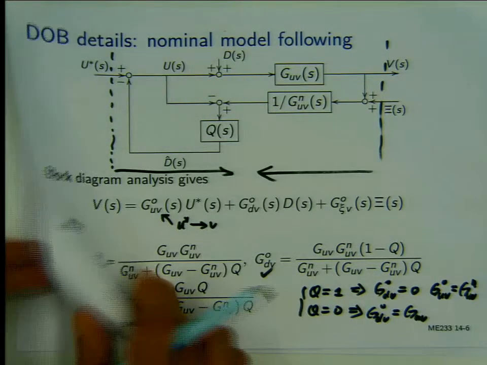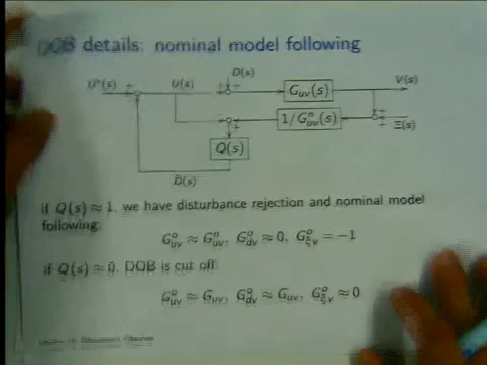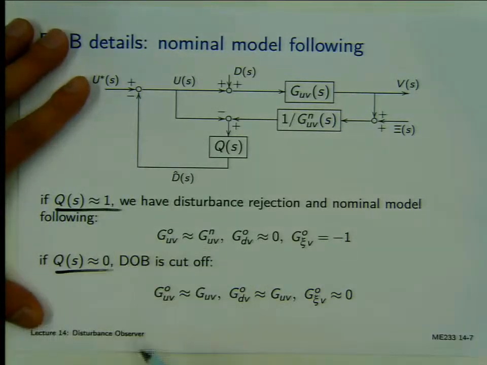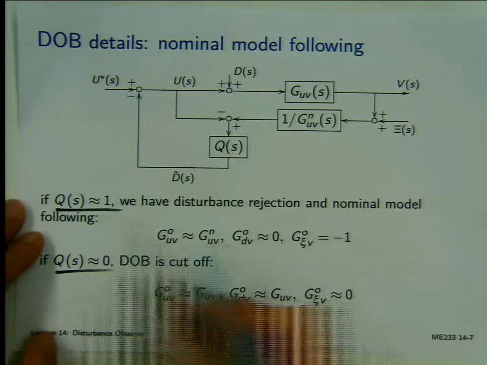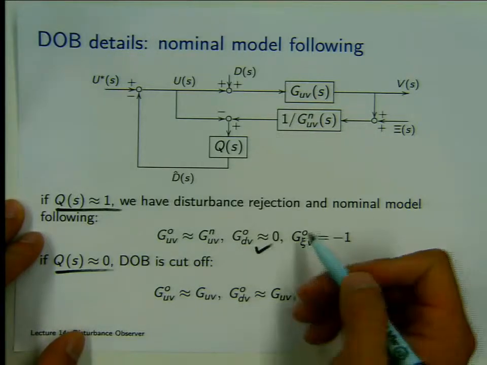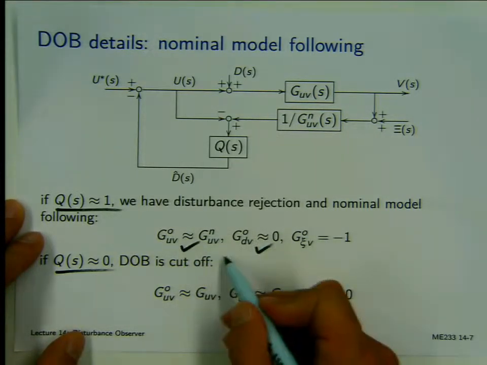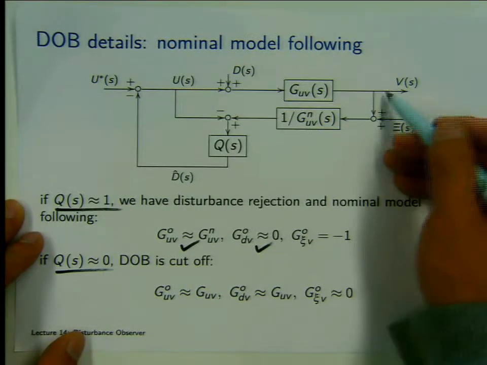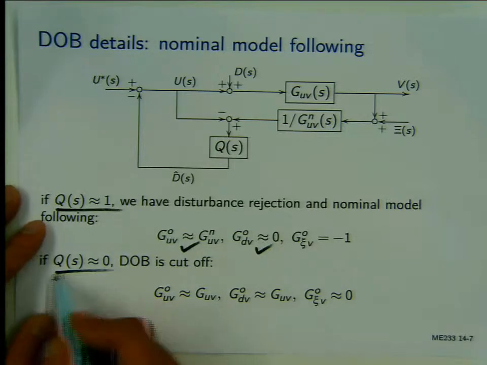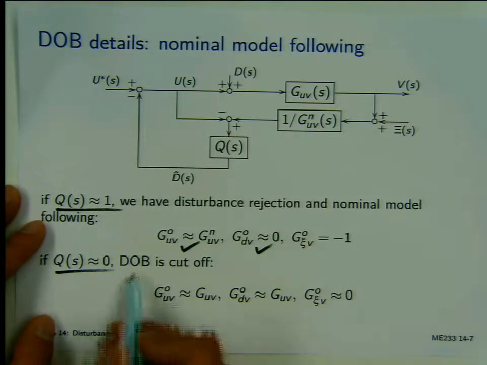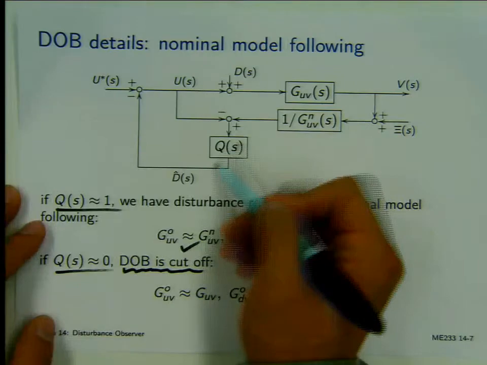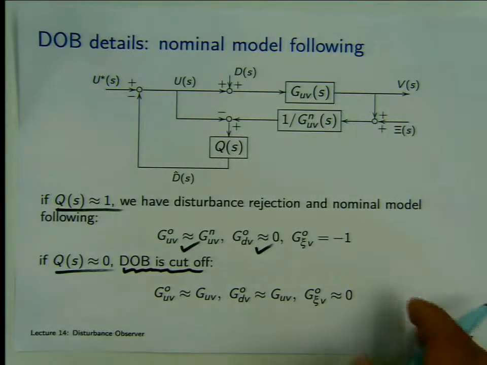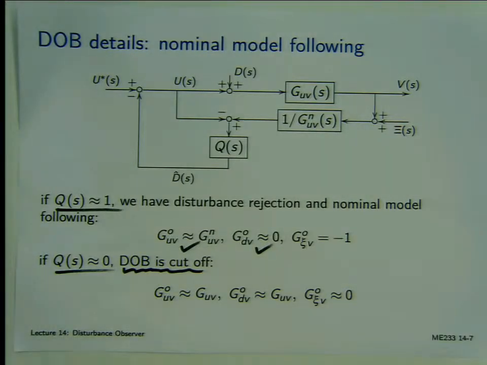So summarizing, if you analyze all the situations, if Q is 1, if Q is 0, you can get all these results. Q is 1, we have disturbance rejection, we have nominal model following, and then we have this dynamics between the sensor noise and the output. If Q is 0, basically DOB is essentially cut off. So everything recovers to the original feedback system. Okay?